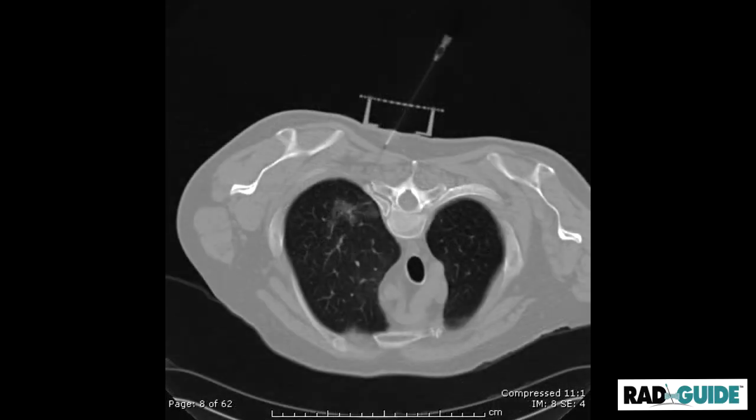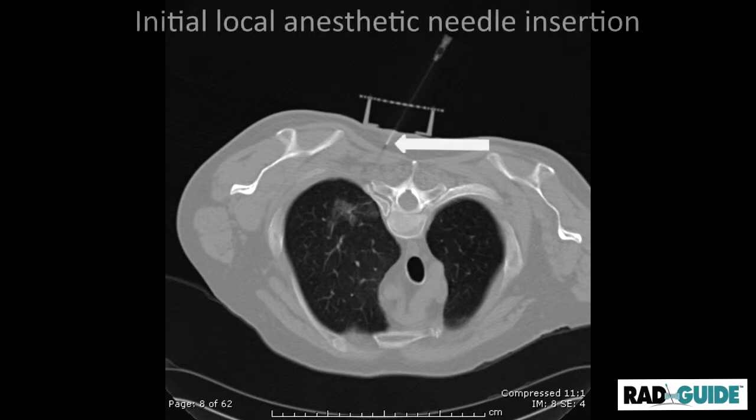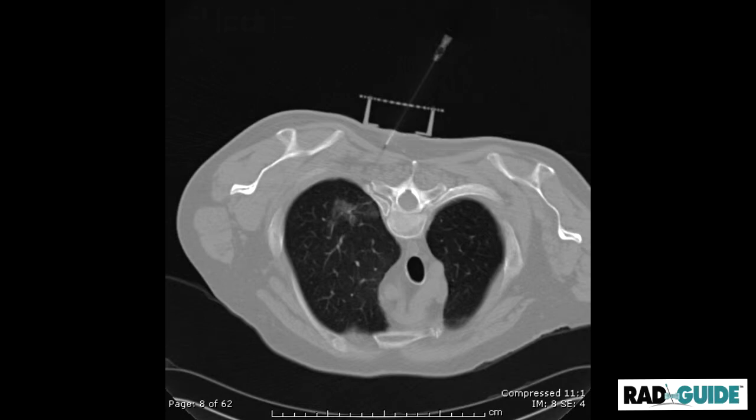After choosing the skin entry point, skin disinfection was performed and the RAD-GUIDE was placed on the patient's skin. A 22 gauge needle, local anesthetic needle, was then inserted within the RAD-GUIDE. In this particular case, the needle was already perfectly aligned with the ground glass opacity.